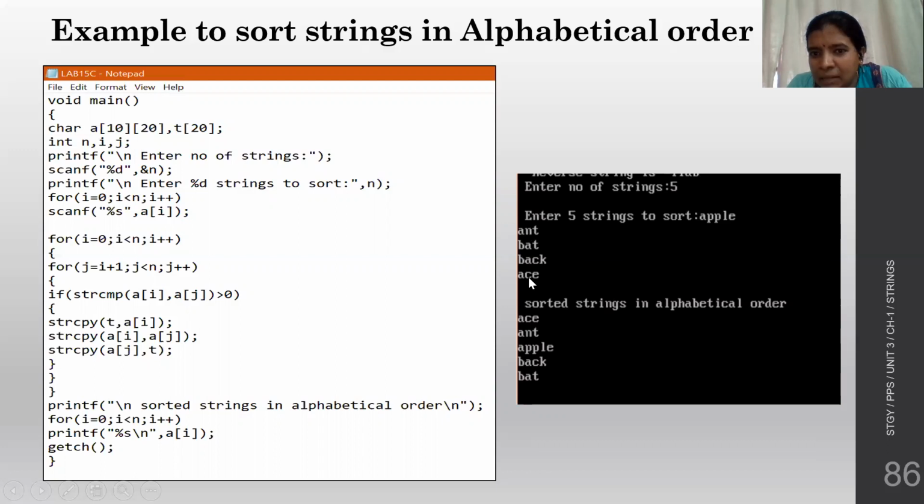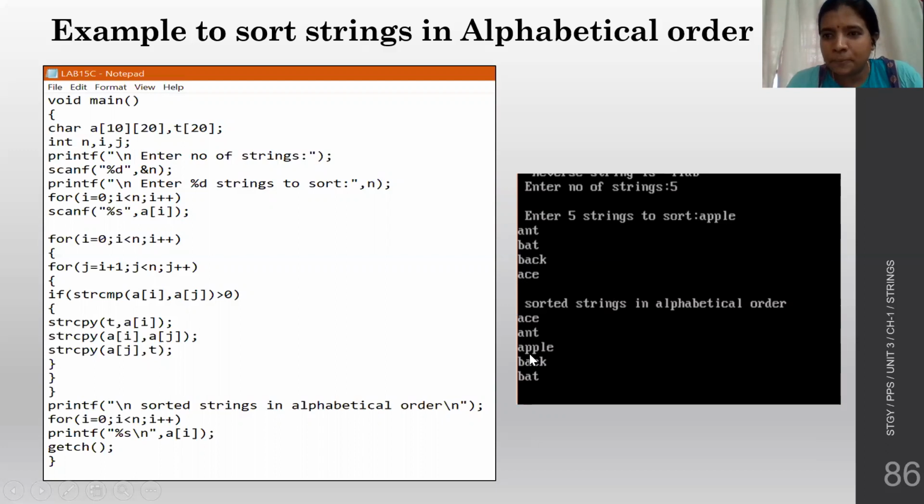AN, AC. AC comes first, so ace. Then AN or AP? AN comes second, ant. Then AP comes third, so it is apple. Next, BA or BAT, BAC comes first, so back, then bat. This is how it gets sorted.